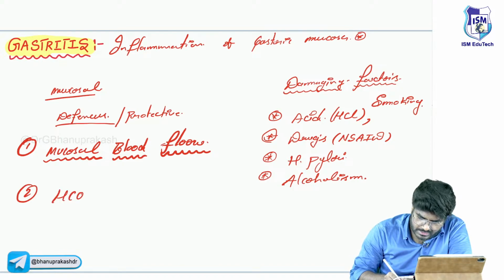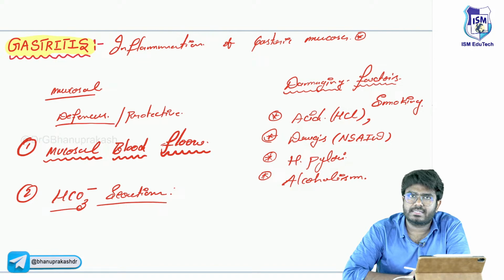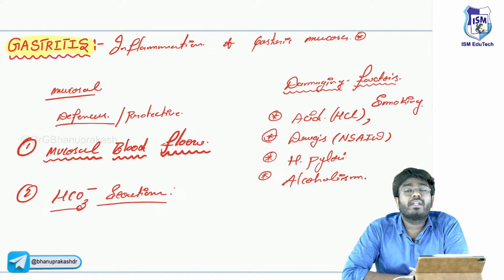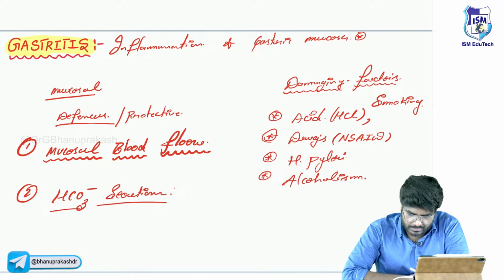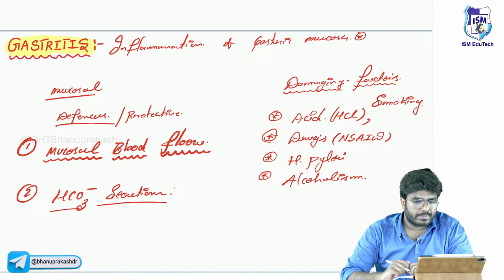And the bicarbonates, HCO3 minus, bicarbonate secretion. These bicarbonates will neutralize the acid, so the acid won't damage the gastric mucosa. So it's a protective factor. Mucosal blood flow and bicarbonate secretion are the protective factors.